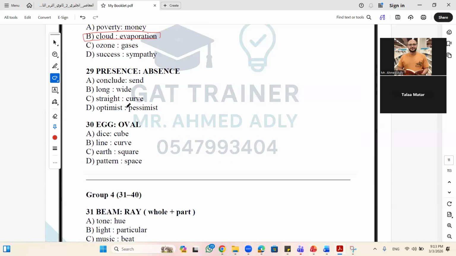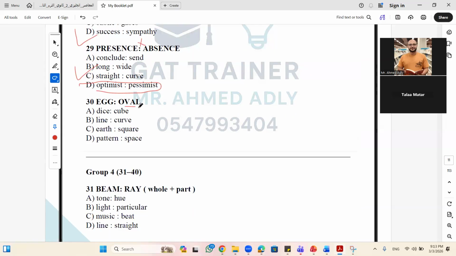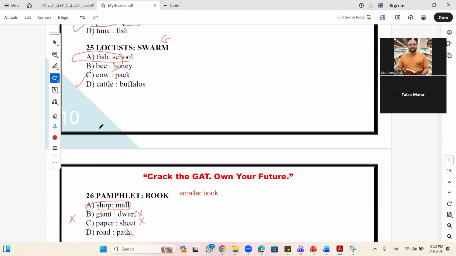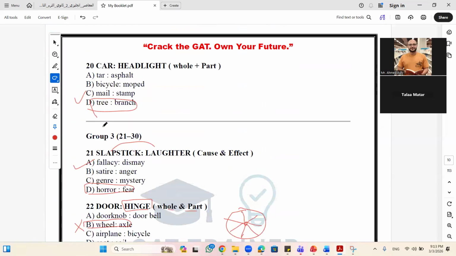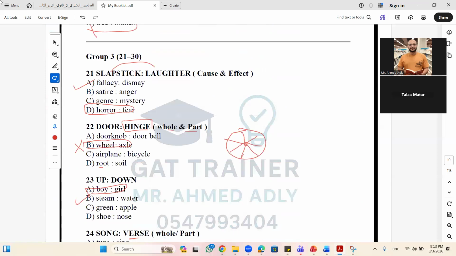Presence and absence. Optimist and pessimist. Good job. Optimist and pessimist. So this is its characteristic. Dice and cube. Yeah, perfect. Dice is a cube. All right. I think here you got two mistakes too. That's a good thing.